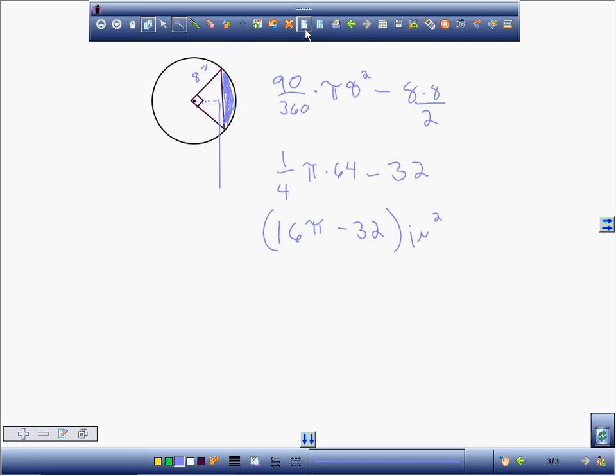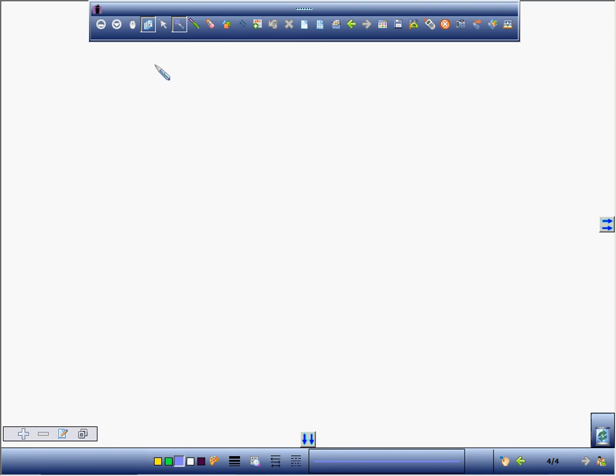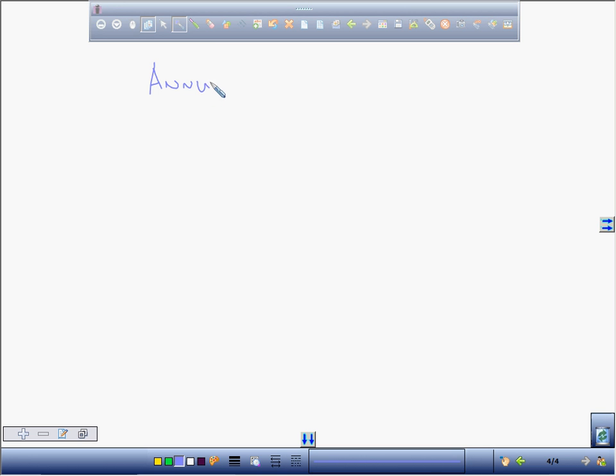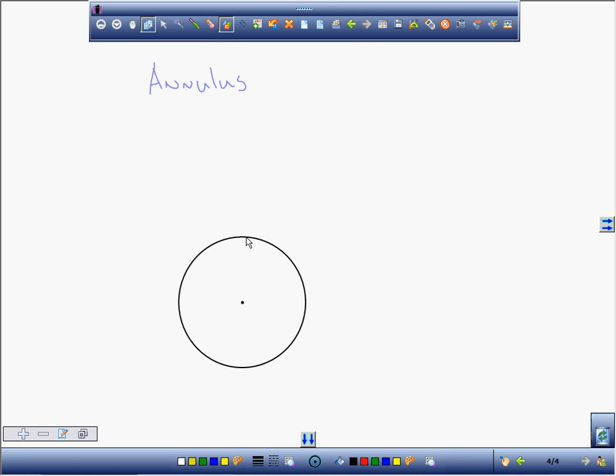Okay? This thing here, this is called an annulus. And an annulus is like a donut. Okay? So you have one circle here, and then you have a circle in between the circles. So if I'm talking about an annulus, I'm talking about the area between the two circles.